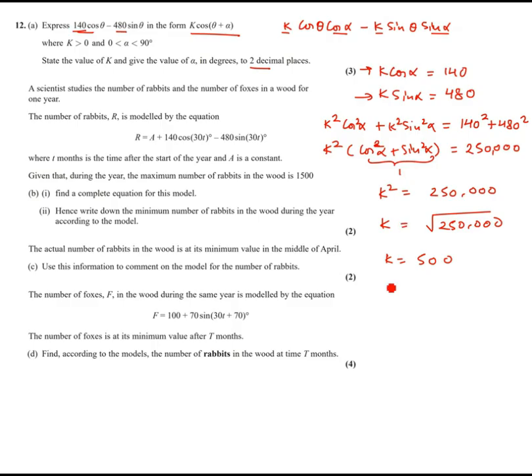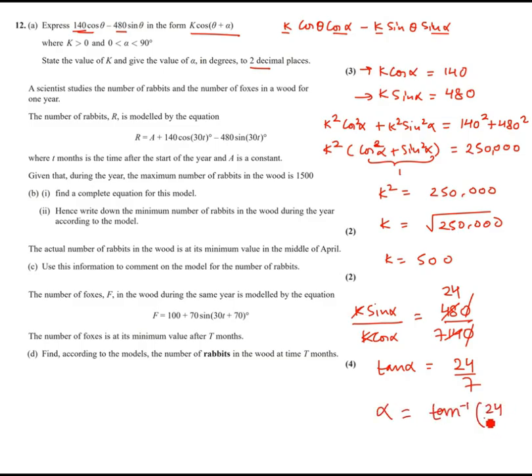Okay, now to work out alpha, we divide this one by this one. So k sine alpha divided by k cos alpha equals 480 divided by 140. So k cancels, sine alpha over cos alpha is tan alpha equals, cancel the zeros, 2 times 24, 2 times 7, so 24 over 7. That means alpha will be tan inverse 24 over 7, which is shift tan inverse 24 divided by 7. Remember, this is in degrees, so make sure you have degrees mode in your calculator.